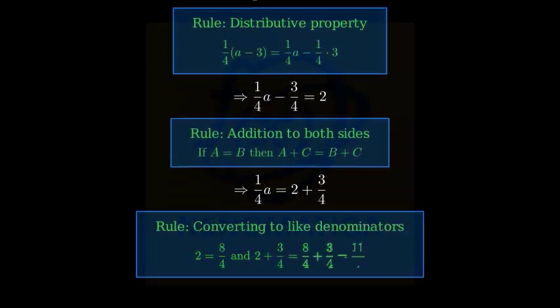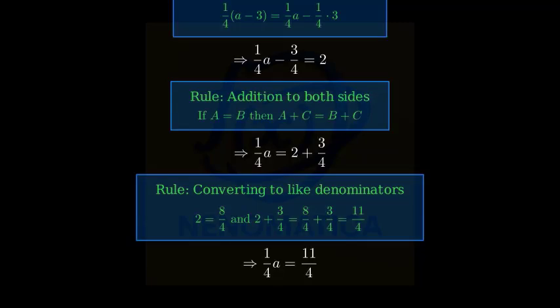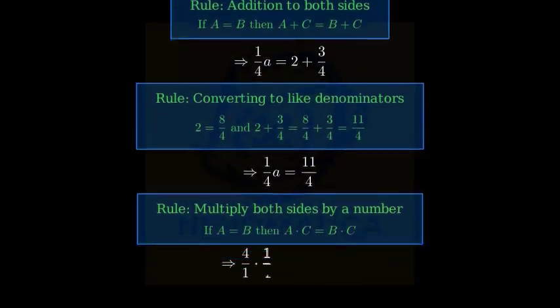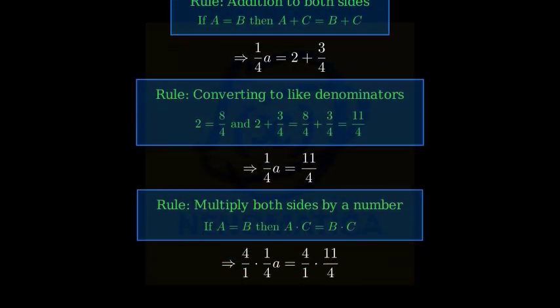Now, we'll multiply both sides of the equation by 4 over 1. On the left side, we have 4 over 1 times 1/4 times a. On the right side, we have 4 over 1 times 11/4. Let's simplify both sides of the equation. On the left side, 4 over 1 times 1/4 simplifies to 1, giving us just a. On the right side, 4 over 1 times 11/4 gives us 11. Therefore, the solution to our equation is a equals 11.